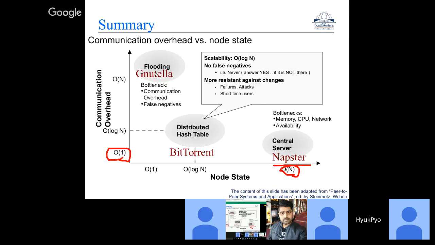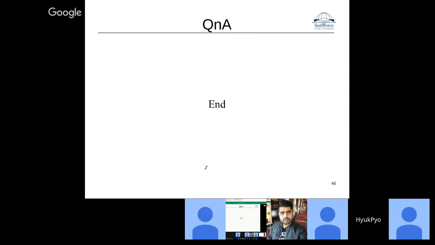To improve this, the Gnutella type has a small node state, but it also has a lot of overhead to find the required resource or required node. So the most advanced model is the distributed hash table, which is adopted by BitTorrent. It has the lowest time complexity nowadays. Okay, so this is the end of my presentation.